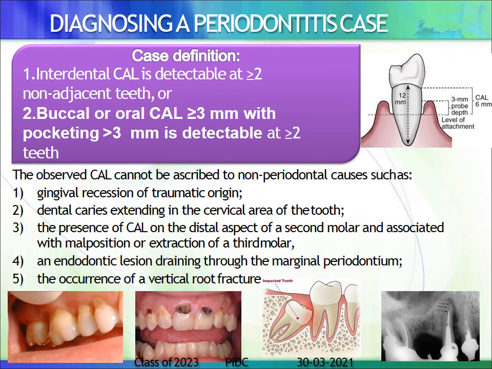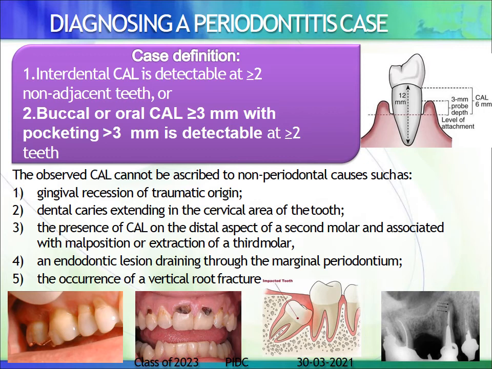So how do you diagnose a periodontitis case? If there is interdental clinical attachment loss present between two teeth, or if the buccal attachment loss is more than 3 mm with pocketing of more than 3 mm detectable at two or more teeth, then we call it periodontitis. But the observed clinical attachment loss cannot be ascribed to non-periodontal causes such as gingival recession of traumatic origin, dental caries. You can see the diagrams below, so I am telling it according to that.